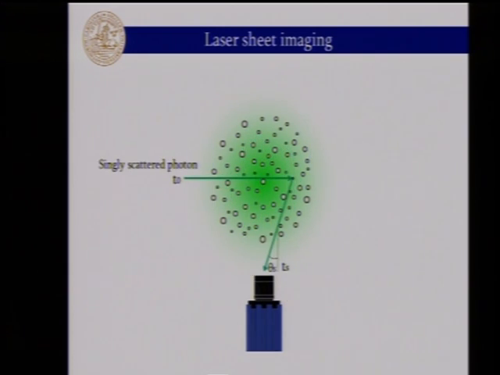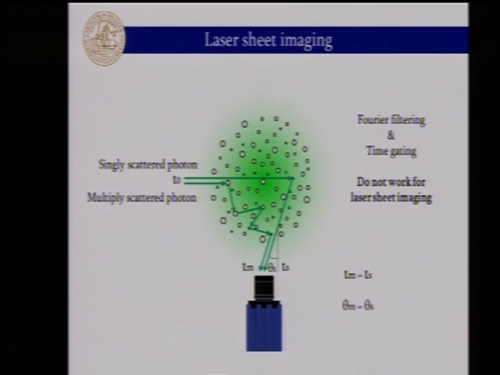The problem is, if you have a photon that is singly scattered and it arrives at a given time, TS, and with a given angle, what's the difference between these singly scattered photons and the multiply scattered photons? Multiply scattered photons might arrive at the same time as the singly scattered photons, and might also arrive with the same angle. So if you do a filtering based on the direction of the photons, like Fourier filtering, or based on the time, from the side, it will not work. So it's more difficult to remove multiple light scattering from the side than in transmission imaging. So what can we do?